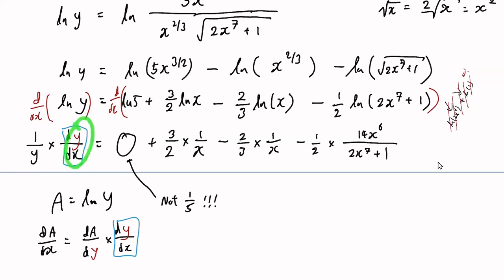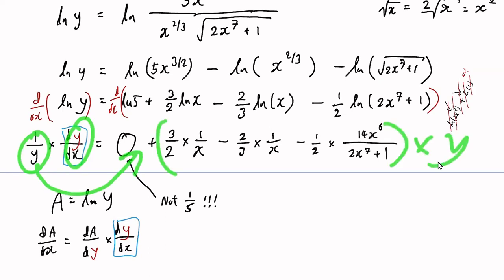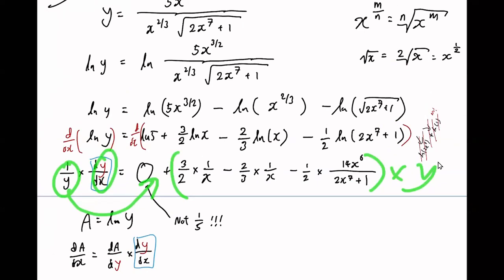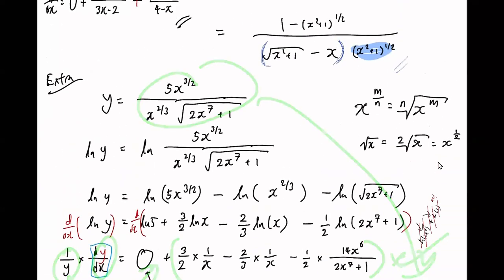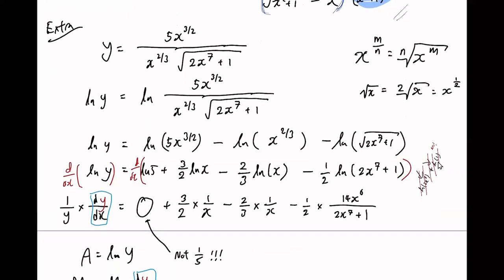We want to solve for dy by dx. All we need to do is multiply by y. So bracket times y, but y is actually whatever we found here. So you sub in and then we are done. I hope you can see how this is a lot easier compared to doing the quotient rule on this monster.